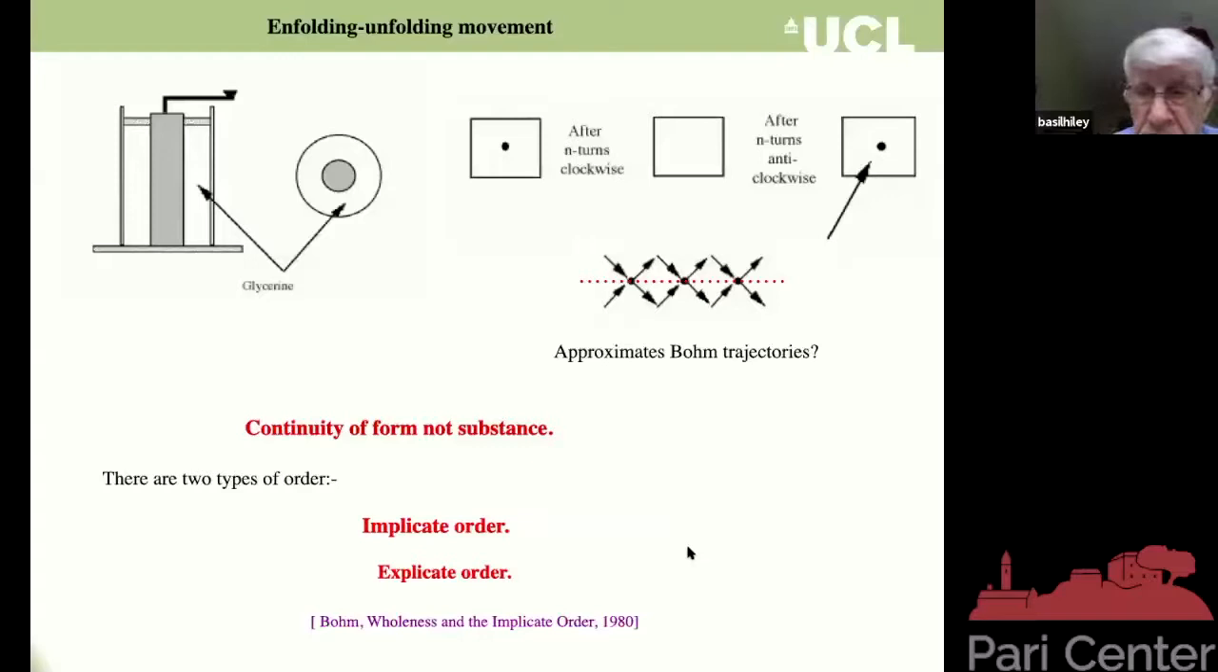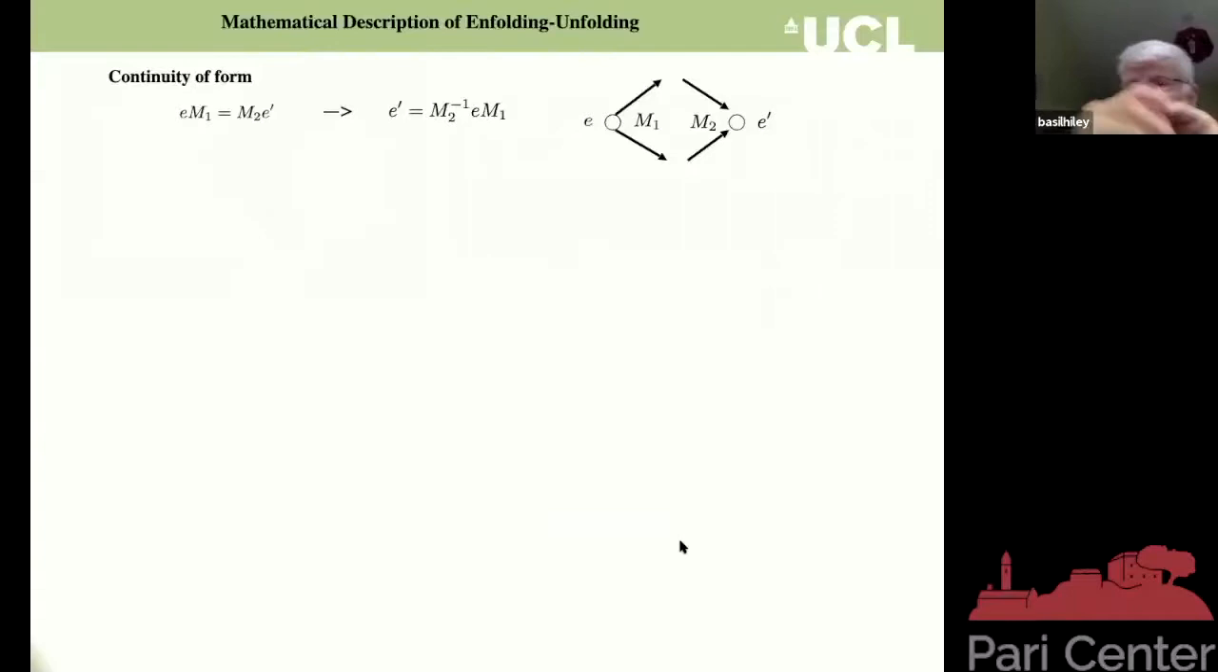Okay, so that's where it comes from. Now then, what was interesting was that you can actually get Heisenberg's equation of motion out of it in a very simple way. E is the explicate order, that's the drop. You then multiply it by an M, which folds it into the background. You then have another one which unfolds it from the background, and you've moved to a new point. This is your basic equation.